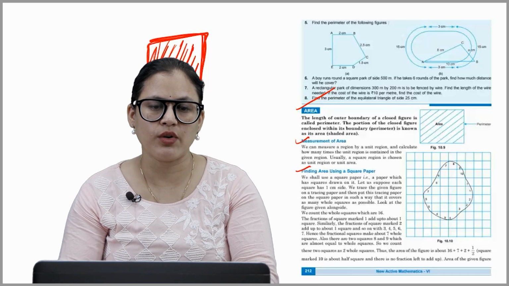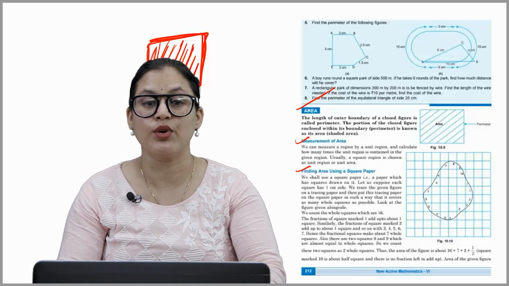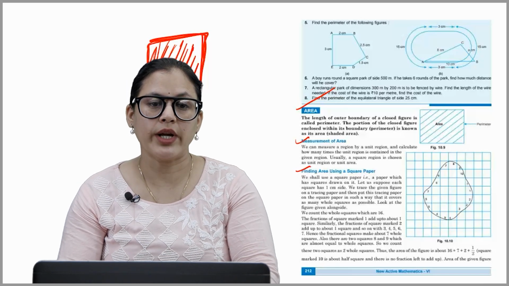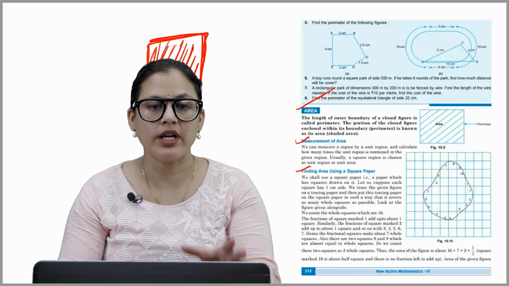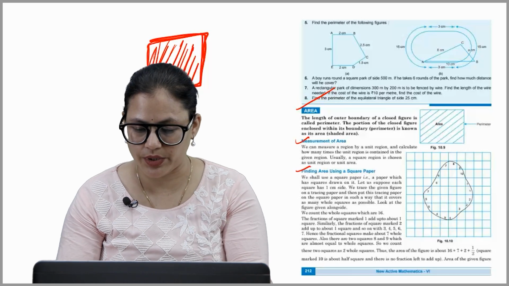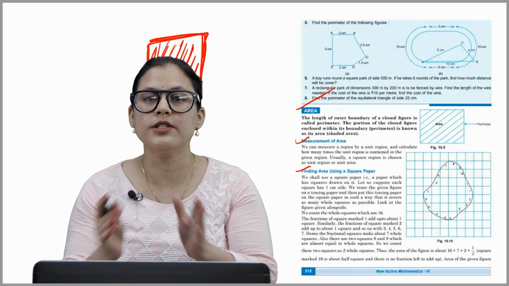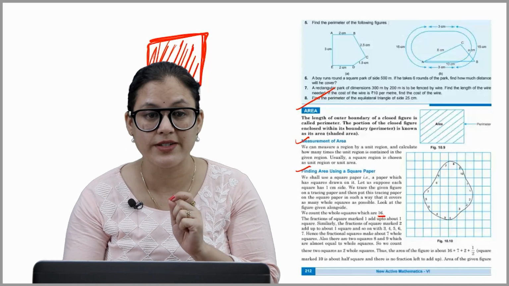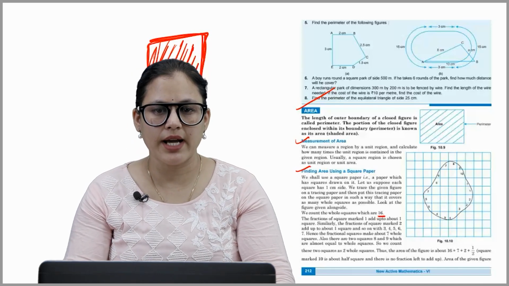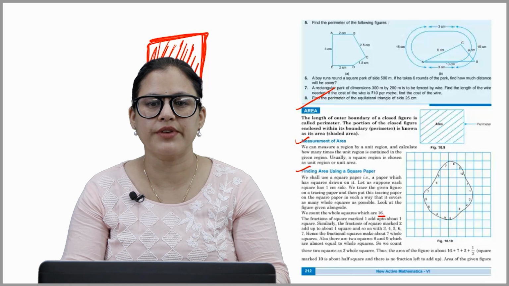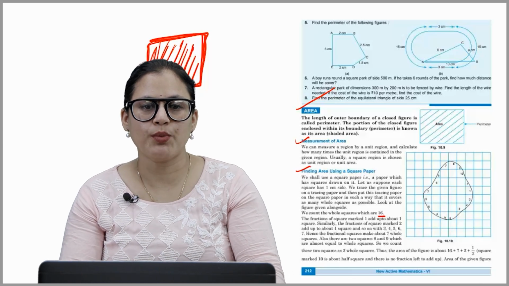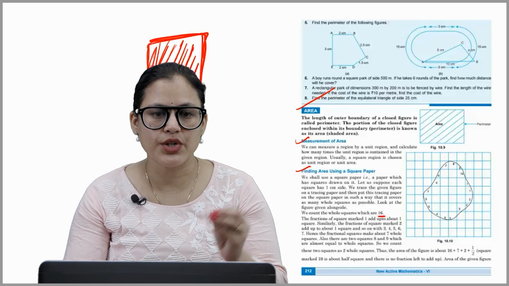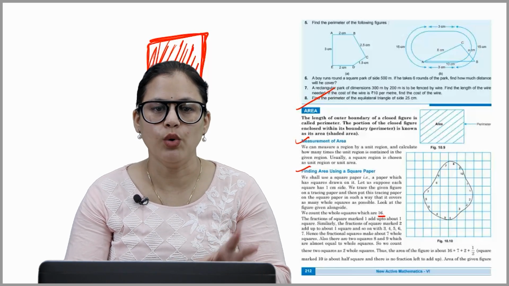We trace the given figure on a tracing paper and then put this tracing paper on the square paper in such a way that it covers as many whole squares as possible. Look at the figure given alongside. We count the whole squares, which are 16. So in this picture we will add whole squares only. The fractions of square marked 1 add up to about 1 square. Similarly, the fractions of square marked 2 add up to about 1 square, and so on with 3, 4, 5, 6, 7. The fractional squares make about 7 whole squares.